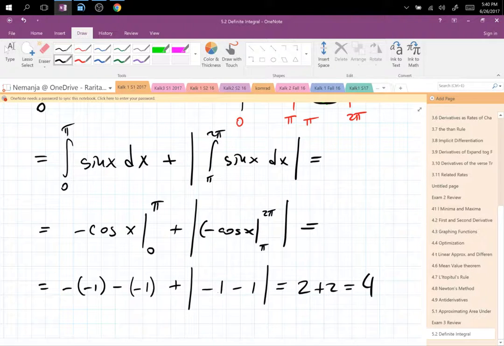0 to 2 pi is 4, and then you have another pi to worry about, which is half of 4, so 2, so 4 plus 2 is 6. Good. So we have to be careful when the graph dips below the x-axis and compute that part separately.